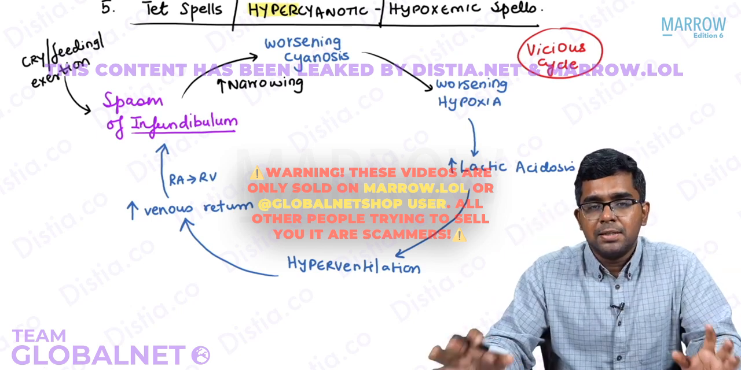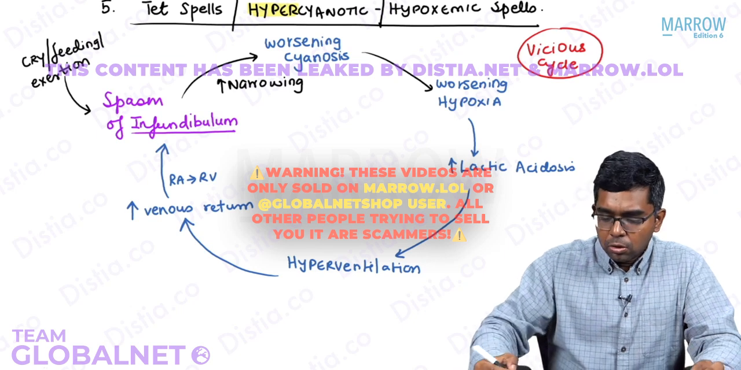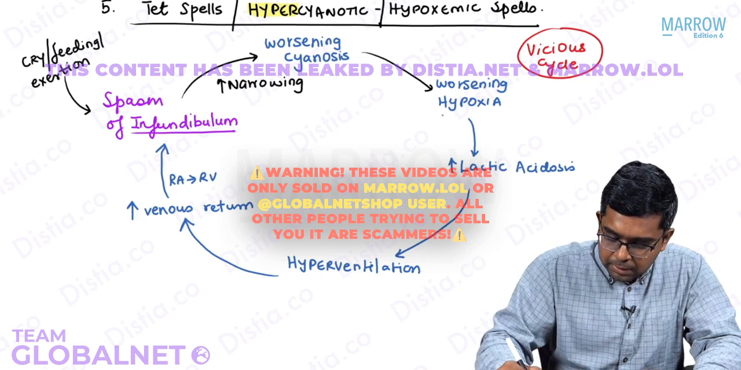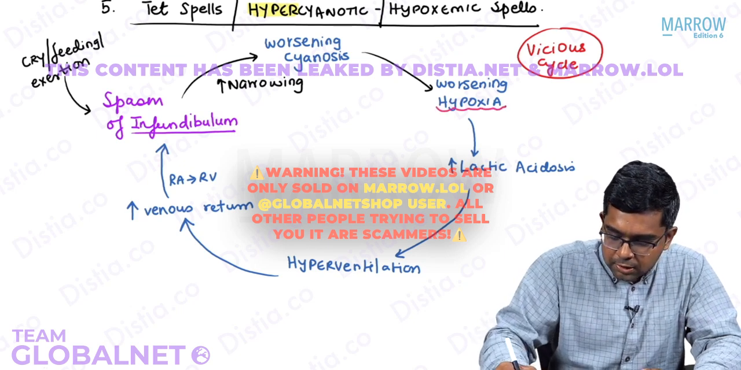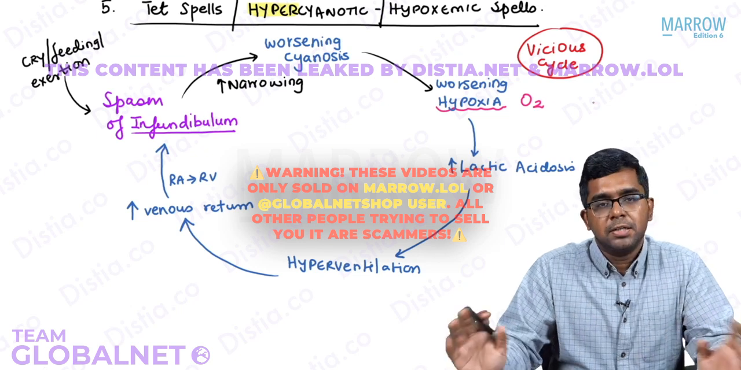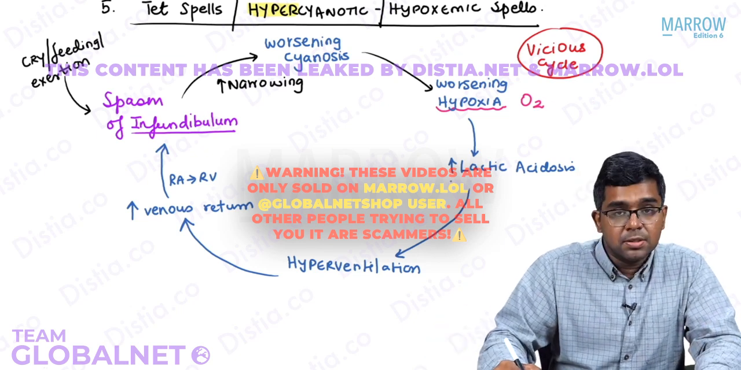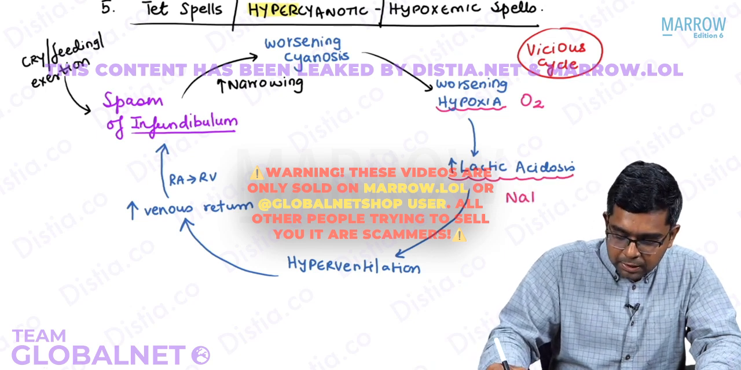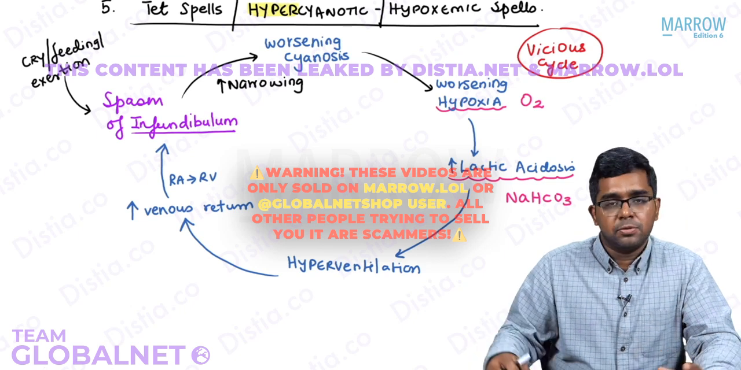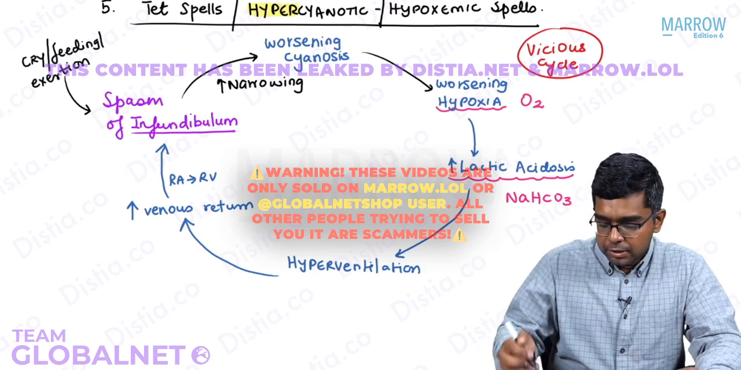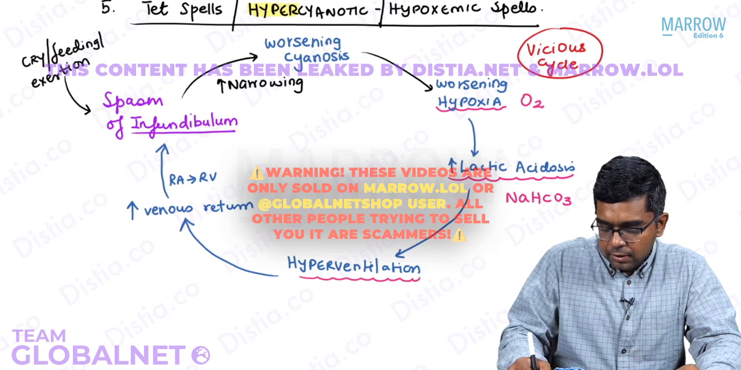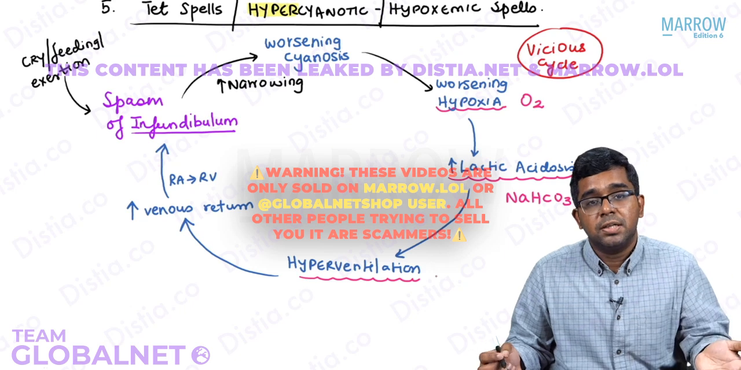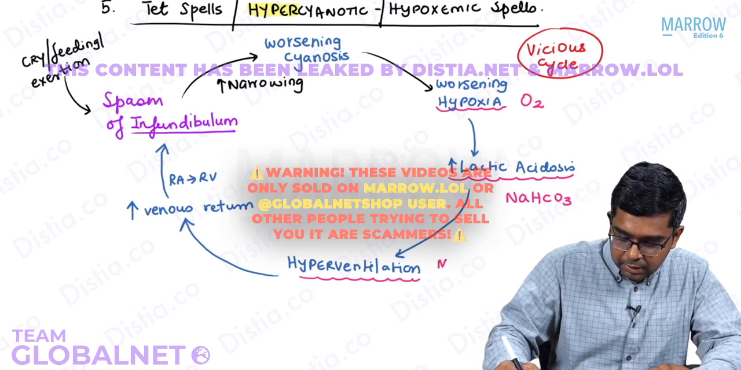The management can be easily remembered by tackling all the components of this cycle. For example, there is worsening of hypoxia. So in the management, you can give oxygen as a treatment. Lactic acidosis is there. So to counteract the lactic acidosis, you will give what? Sodium bicarbonate. Third, there is hyperventilation, right? So you can give a drug which will decrease the activity of the respiratory center of the brain, thereby decreasing hyperventilation. What is the drug? Yes, it is morphine that can be given.